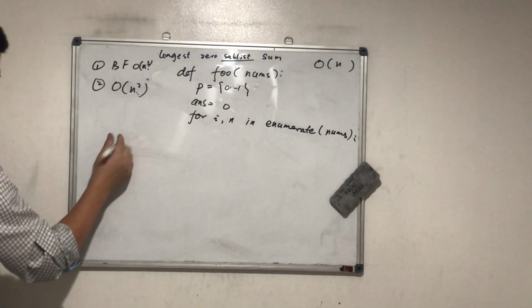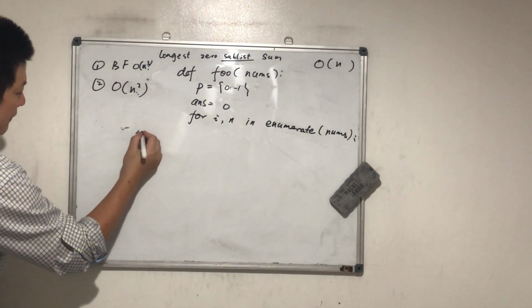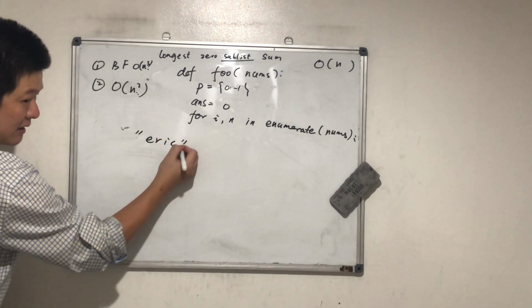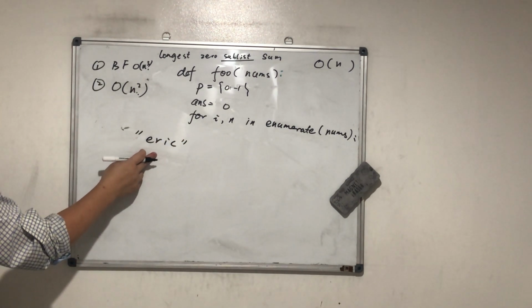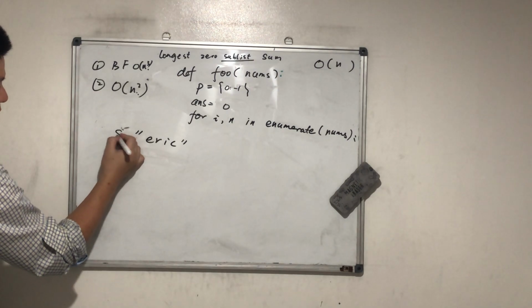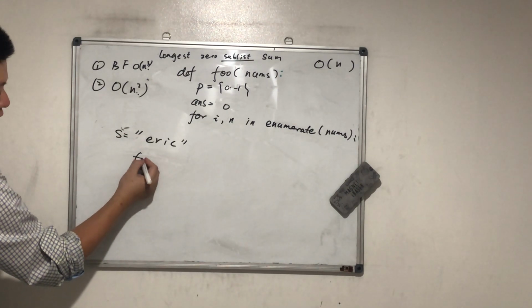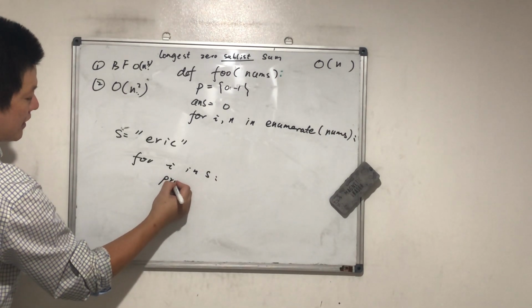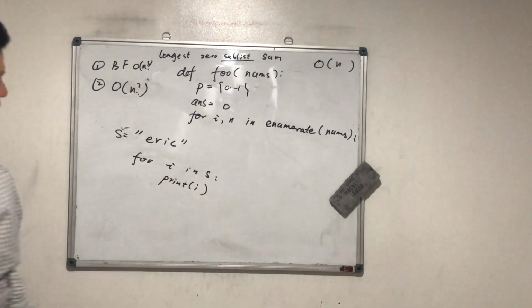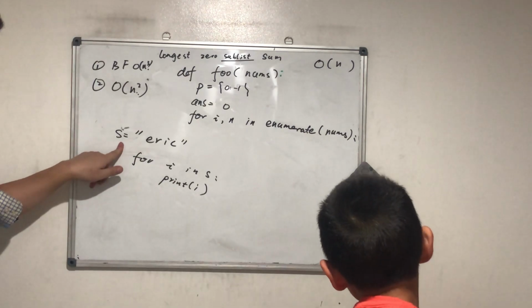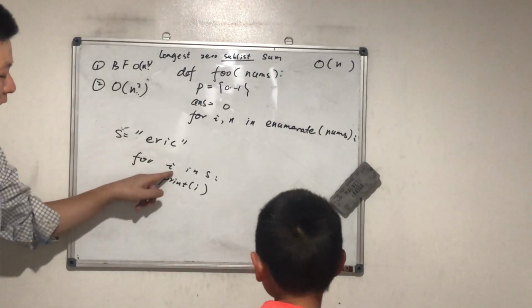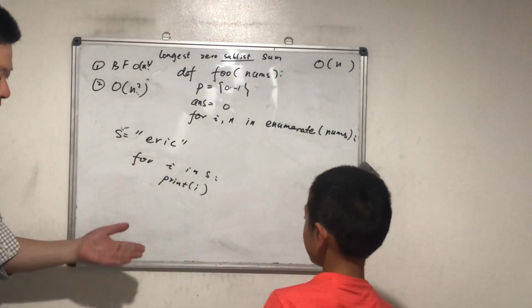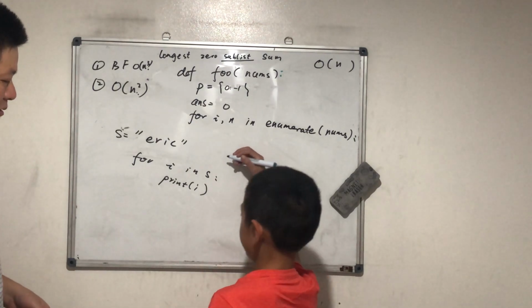Eric. Yeah, if this is Eric, E-R-I-C, this is a string. S equals "ERIC". For i in s, print i. What do you think we get? What do we get?